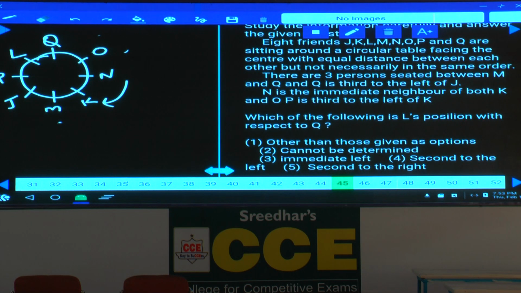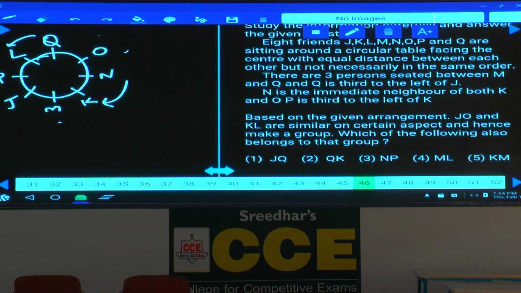44. Then 45, which of the following is L's position with respect to Q? L's with respect to Q, L is to the immediate right hand side of Q. L is to the immediate right hand side. Then choice please. Yes, what is the answer given here? Question number 45. Now in this 45, other than the options given, that is choice 1, because we got immediate right hand side, but otherwise it is nowhere given, choice 1.